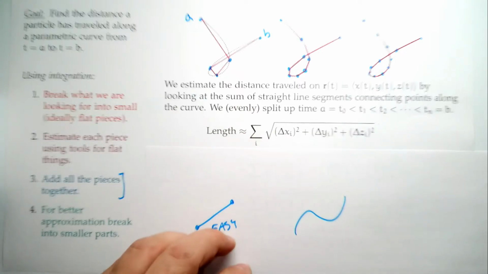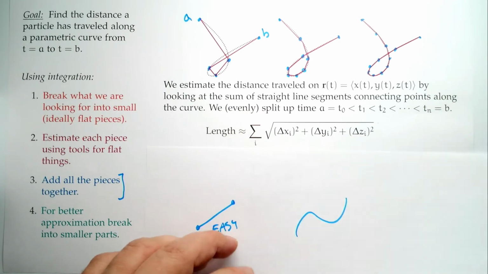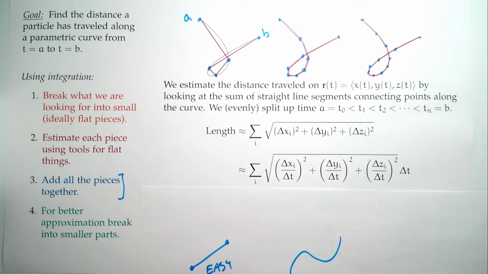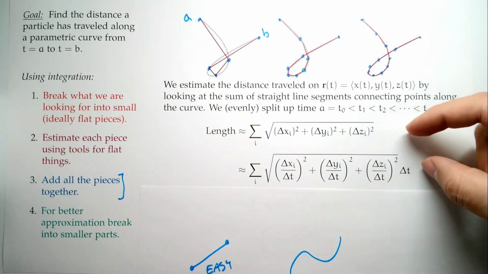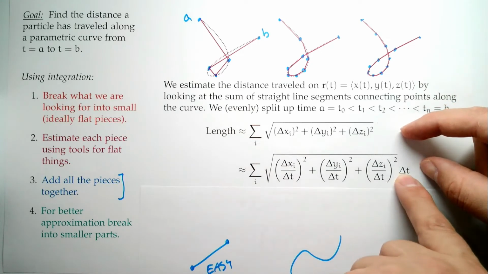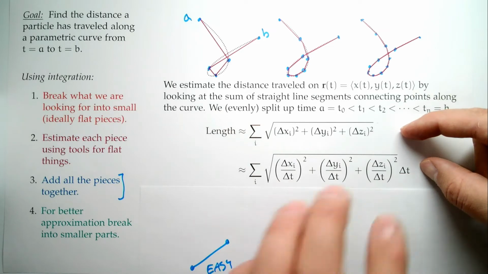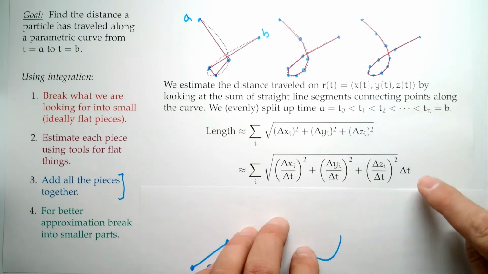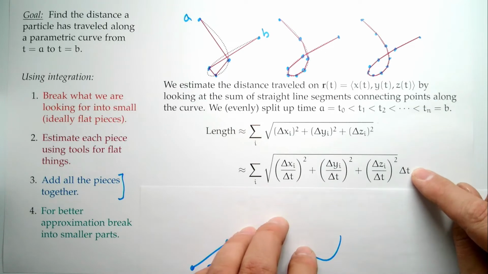Now we want to make it look closer to an integral. So the way we do it is we divide everything by delta t on the inside, and then we have a delta t on the outside of the square root. The key step here is that these are actually the same expression. If you square the delta t and bring it in, you'll see that all the delta t's cancel. But now this is like our small change in our input.